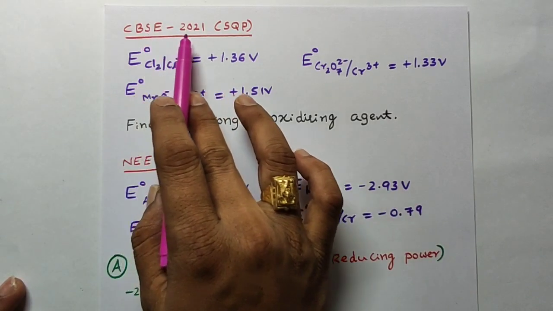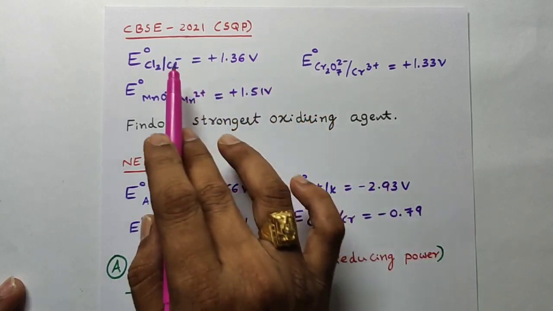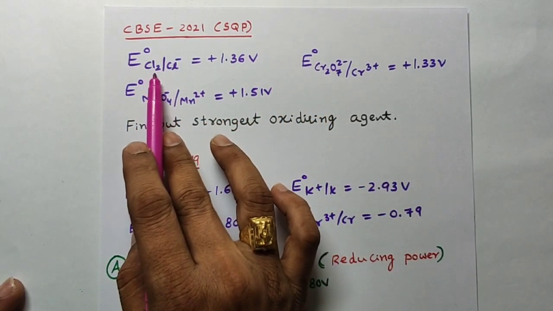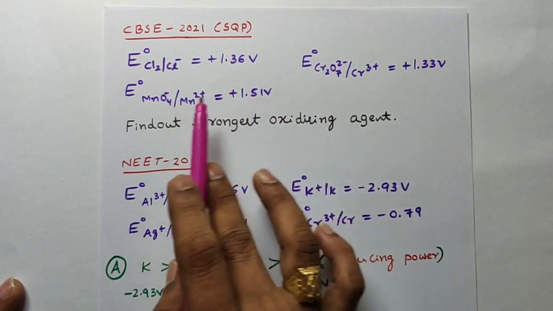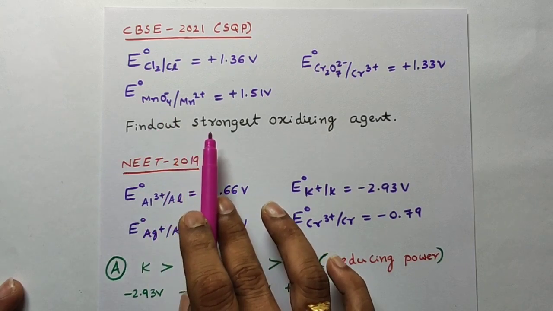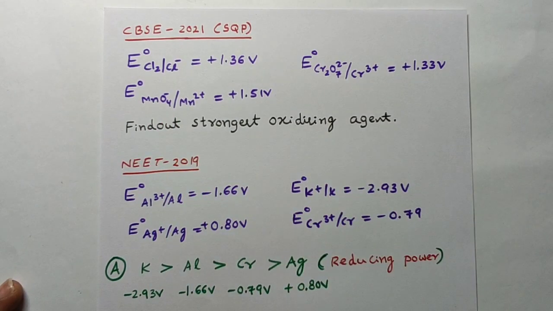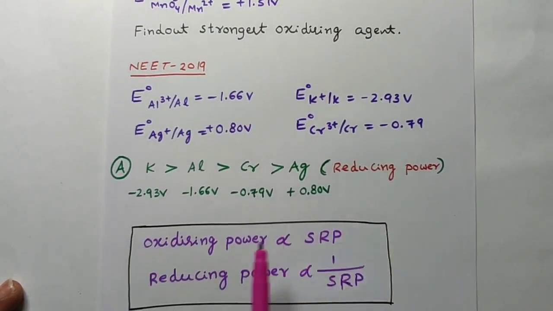Next question, CBSE 2021 sample question paper. Here the standard reduction potentials of chlorine, dichromate, and permanganate are given. We have to find the strongest oxidizing agent. Very simple question. Look at this.